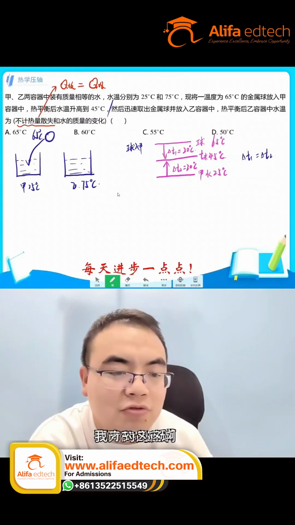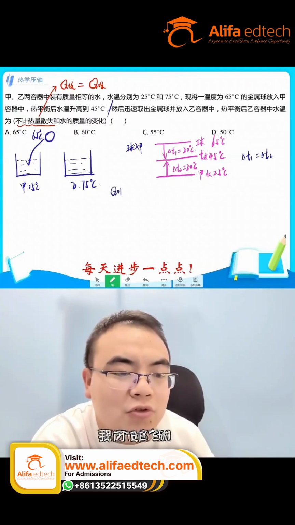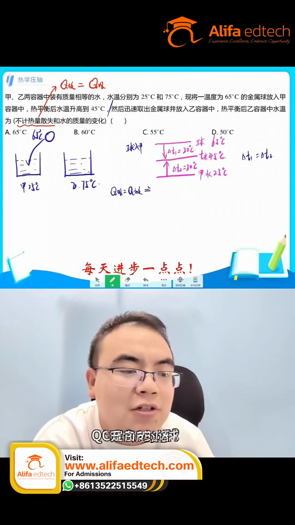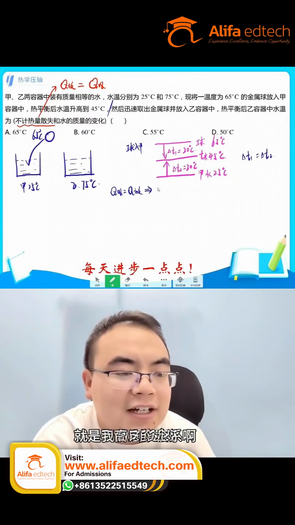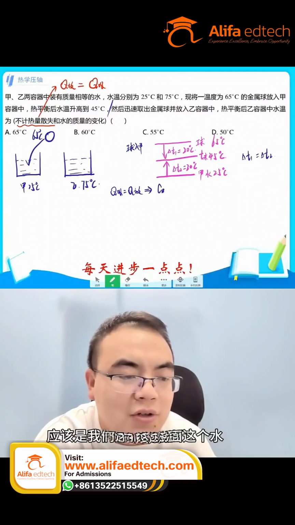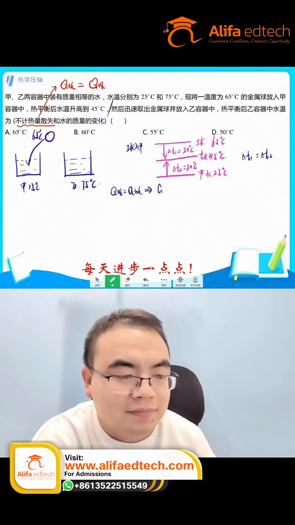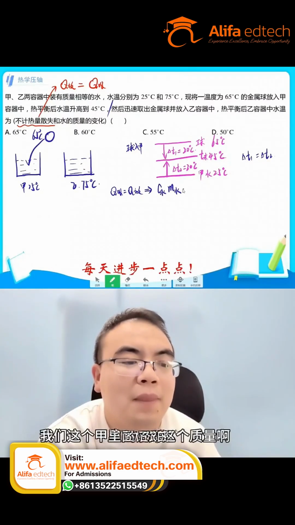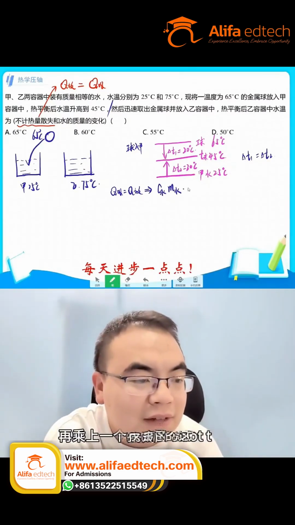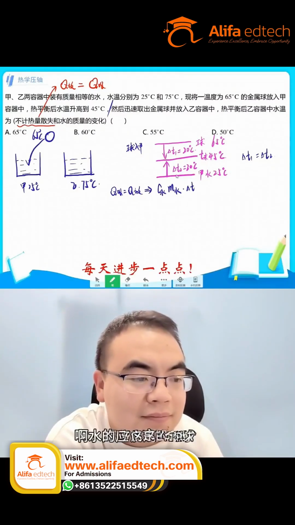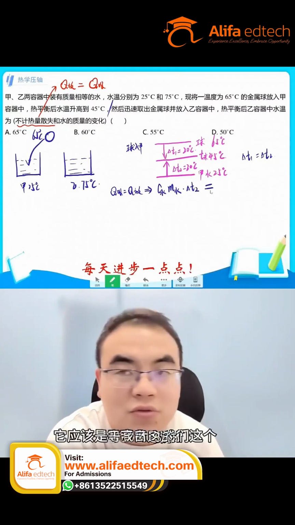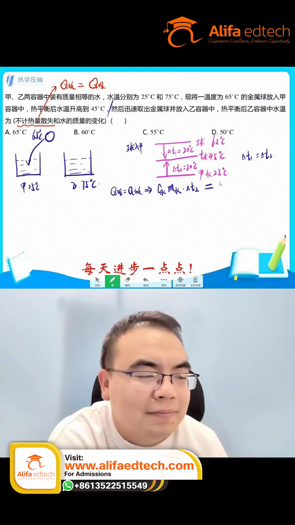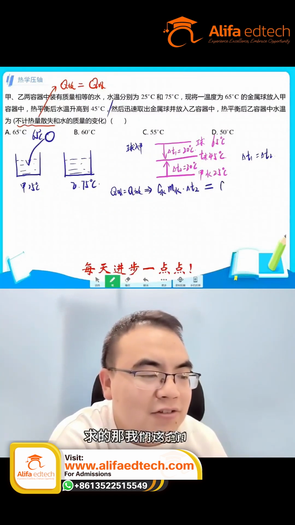I'll write it out in full first. Q absorbed equals Q released. Q_C is the cold C, which refers to our water system. In this case, it should be the water in our container A. So the water is multiplied by the mass of the water and then multiplied by our delta T. For water, it should be delta T2, which at this point is equal to our... If we need to find C, then I'll use C to solve it.